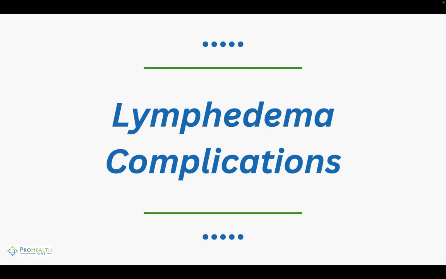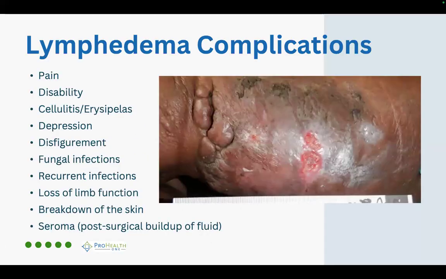Next, we're going to talk about lymphedema complications. And this is where we usually step in as specialists who deal with lymphedema, because we always see these people when they're having complications. Like we've alluded to in the past, things you can have with lymphedema include pain. It causes significant disability. Cellulitis and erysipelas are very common, as are psychosocial issues with depression.